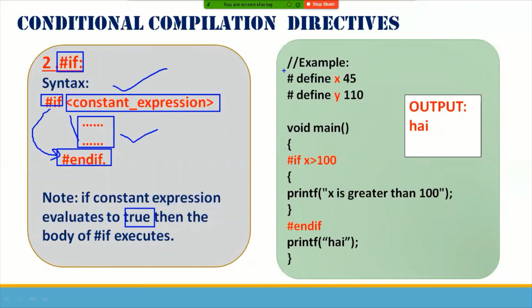Example: #define x 45, and another one is #define y 110. Two macros are defined, two symbols defined with values 45 and 110. Then this constant expression will be evaluated here. #if x > 100. Actually, what is the value of x? The x value is 45. So 45 greater than 100, condition false.